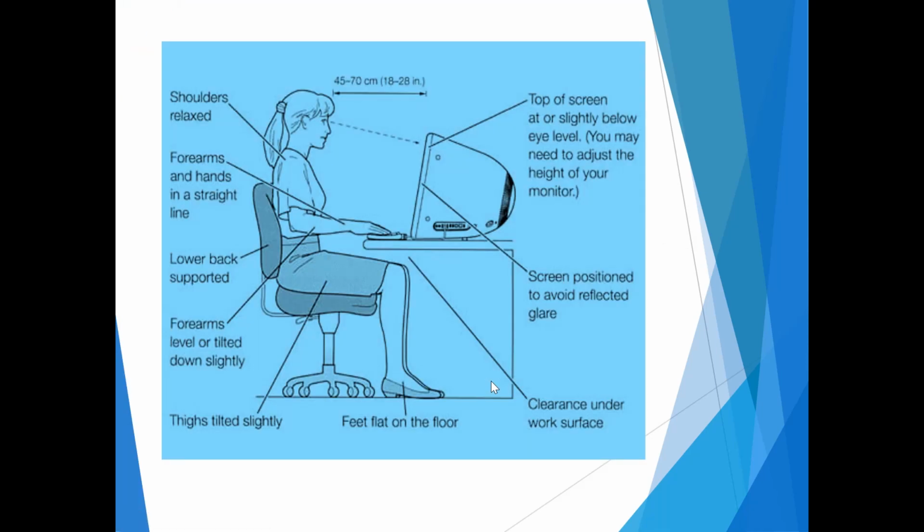Now, here we can see some measurements that we can find out, that is how the chair's adjustment should be, how the screen position should be to avoid reflection glare, clearance under the work surface, feet flat on the floor, thighs tilted slightly. So these are things we need to remember.